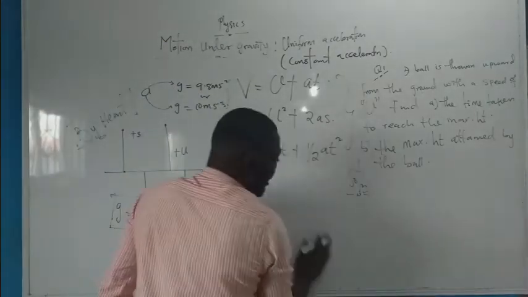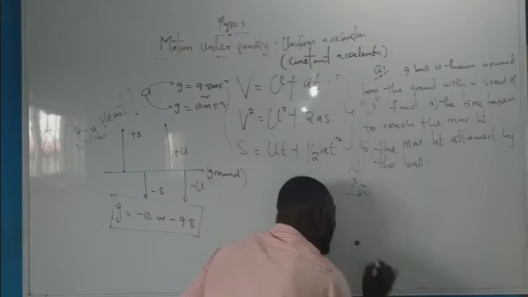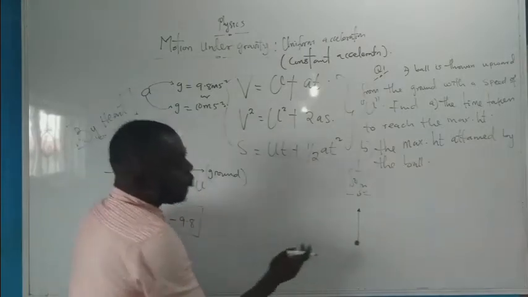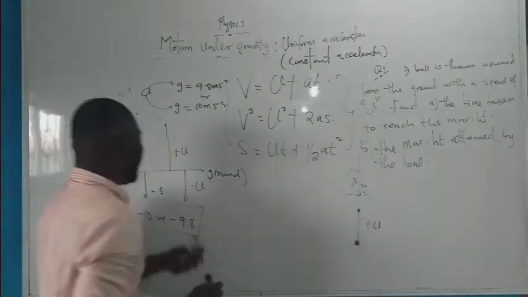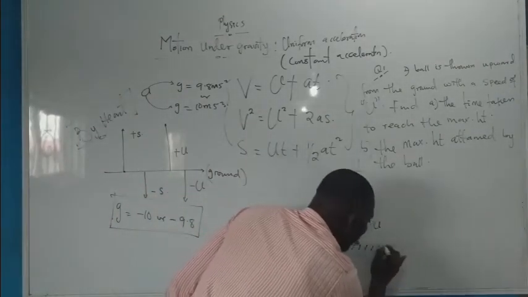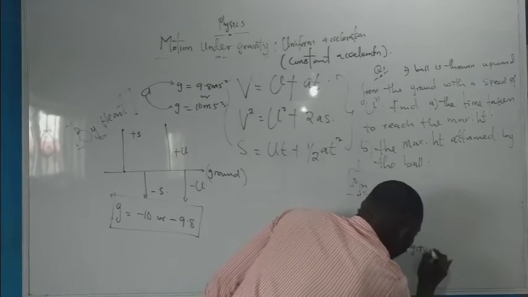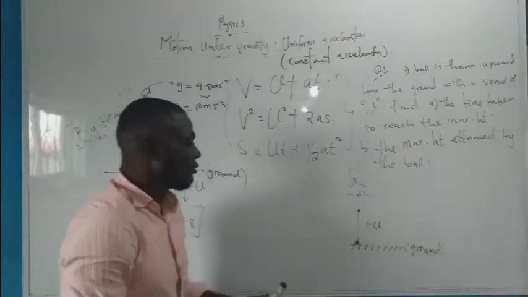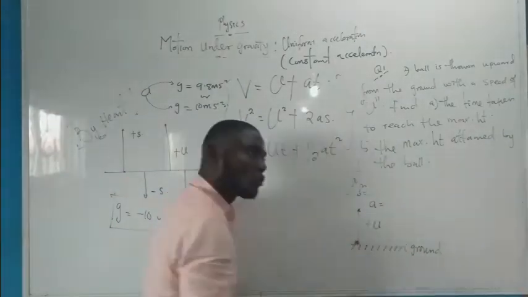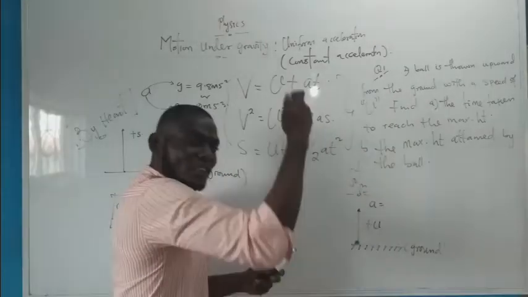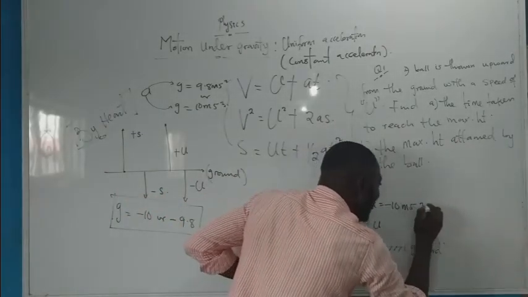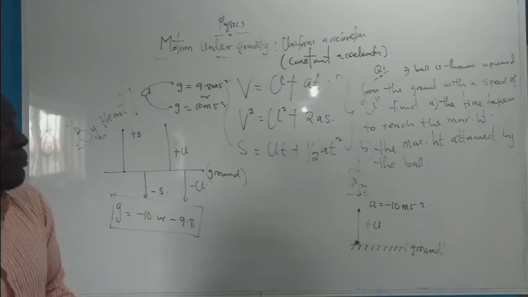Okay? Now we're told that a ball, this is the ball, is thrown upward. So moving up, that will be plus u, from the ground level. That's u. Okay? What will be the value of A? Acceleration going upward, gravity is always minus. That's minus 10 meters per second squared.